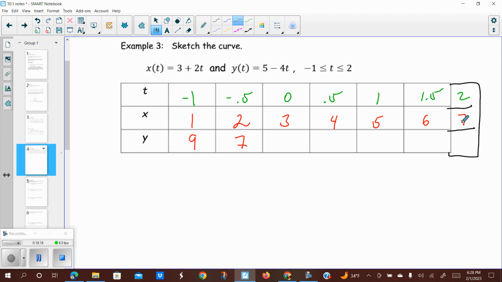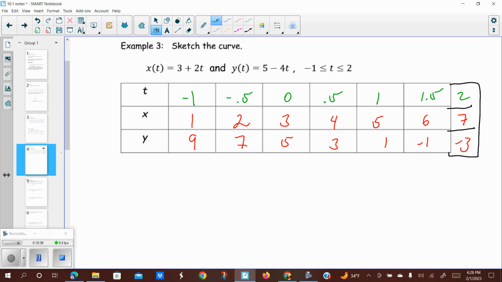And then the y values are decreasing by 4 for every 1 unit. So we went from 9 to 7, which makes sense because that's a half a unit, so it's decreasing by 2. So every one of these half units should decrease by 2: 5, 3, 1, -1, -3.